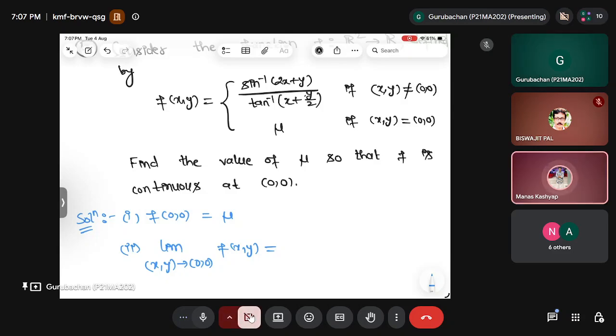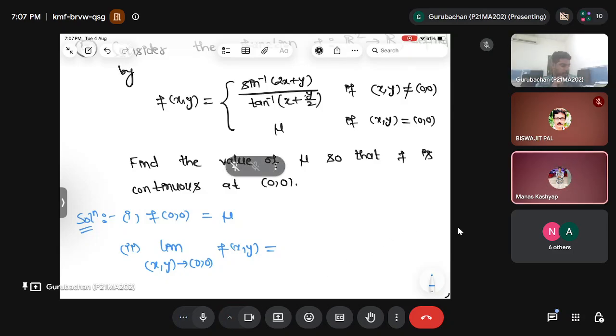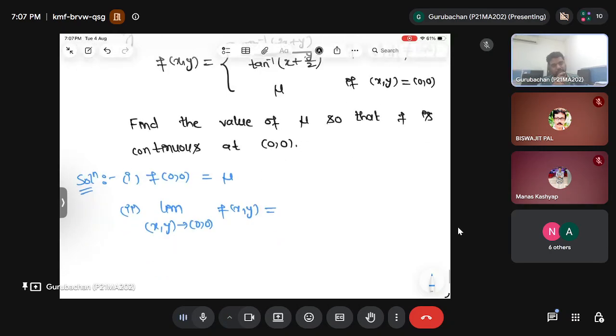Let (x plus y) by 2 is equal to t. Correct, exactly. Earlier someone has also said x plus y equal to t, you can take. So in some scenarios, you can directly get some parameterization like this case. So put (x plus y) by 2 is equal to t.